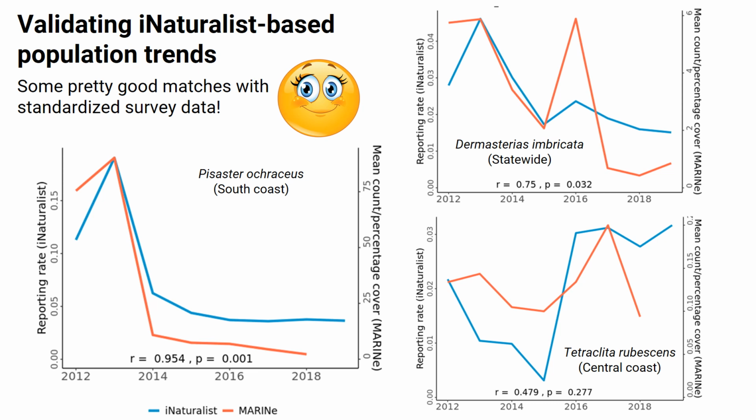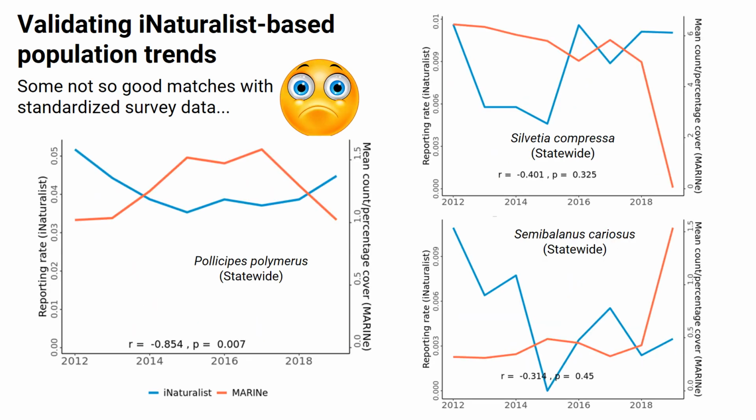So how reliable are these relatively simple trends exactly? We have begun to validate species trends derived from iNaturalist with trends derived from standardized survey data on the California coast, and have found that the proportional rate of observation on iNaturalist frequently captures species' true population trends. However, there are also many instances of disagreement between the proportional rate of observation on iNaturalist and standardized monitoring trends.